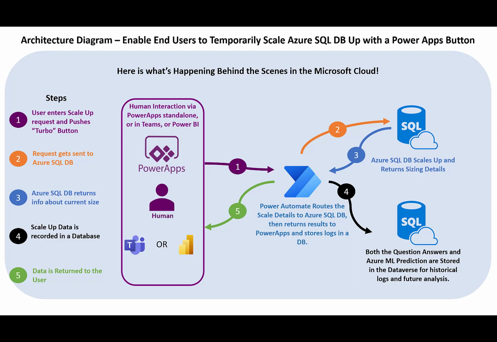So let's quickly talk about what's happening behind the scenes. A business user has access to a Power App. It could be in Teams, it could be in Power BI, it could be a standalone Power App, it could be in SharePoint. You choose where you want to put it. When they push that button, Power Automate will take the values that they entered for size and duration, pass them to Azure SQL Database, which will then scale up and keep a record of the details and the time and information about who did it. You can also use the app to find out what is the current state of the Azure SQL Database. So I'll walk through both of those examples in the demo.